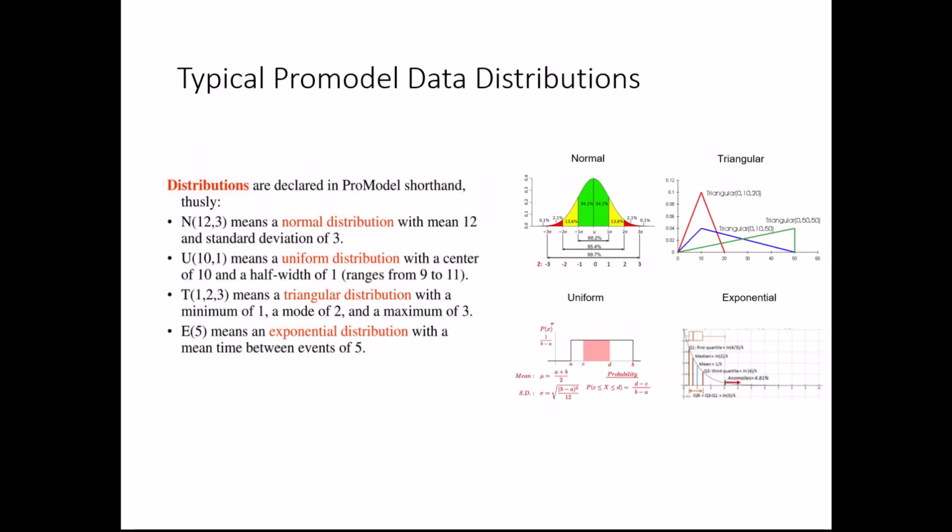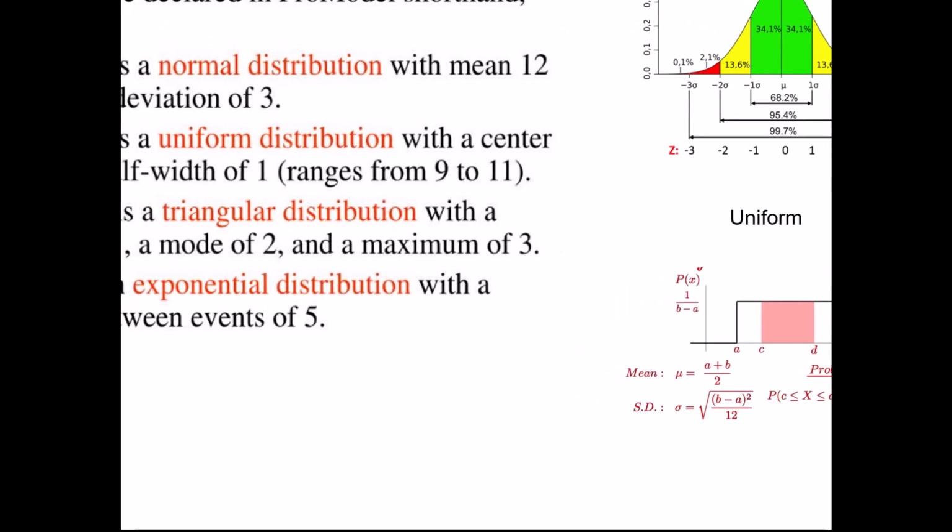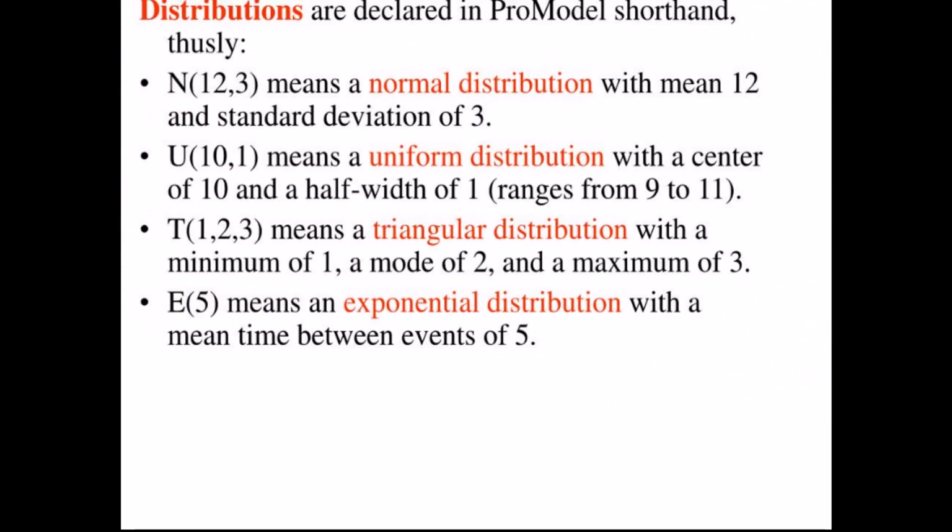So here we have an example of how the uniform distribution looks. Let's say this is your 9, your 11, and the midpoint falls here, and then the half width. There are some formulas to calculate that, but basically this is a way to set up a uniform distribution and see how it looks.